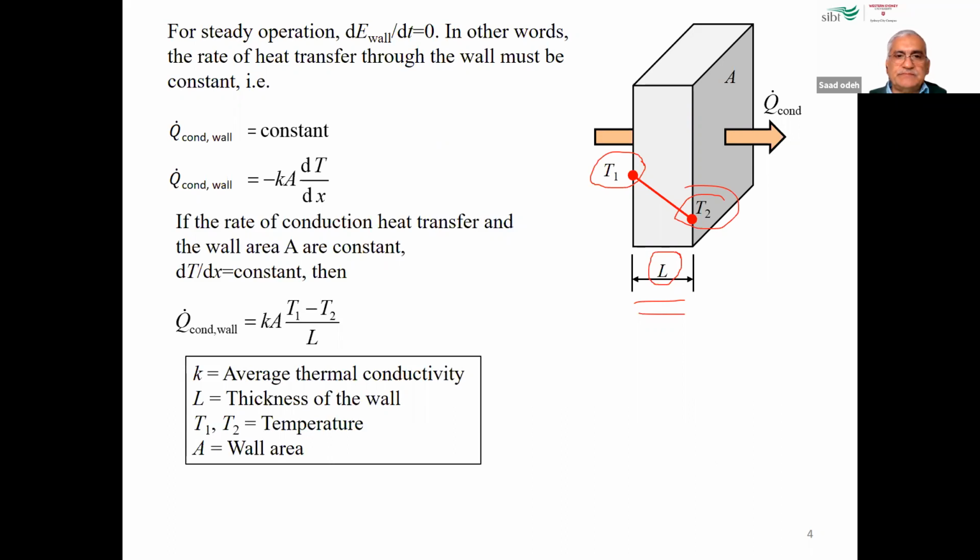And if the rate of conduction heat transfer and the wall area are constant, of course, the wall area will be constant, it doesn't change, then we can end up with this equation, the last one here. This is the equation that we're going to use for every heat transfer by conduction. All right, we took it last time, the same thing, but this is the general equation of heat transfer by conduction. Okay, so any question before we move to more complicated cases? This is the general form. All right.